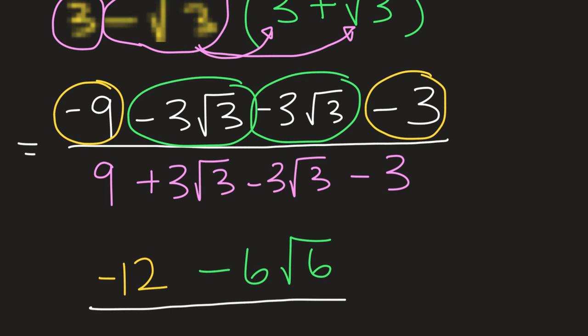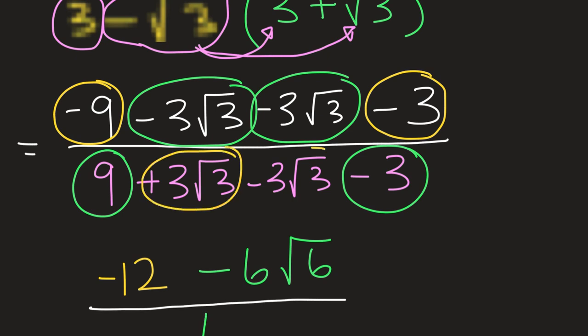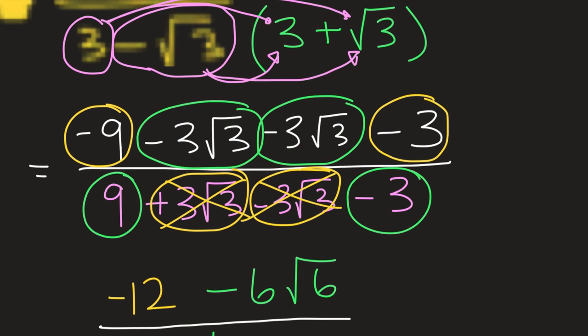Okay, in the denominator, I have 9 minus 3. 9 minus 3 is 6. And then I have positive 3 root 3 and negative 3 root 3. Those add to give you 0. Okay, that's the whole point of multiplying by the conjugate, because now my denominator is just a single number 6. So much nicer than having radicals all around.